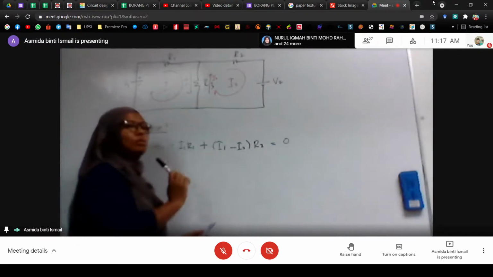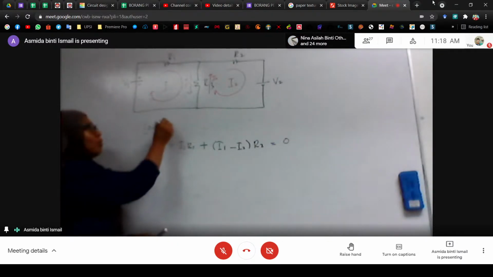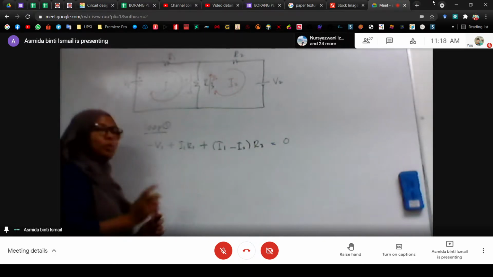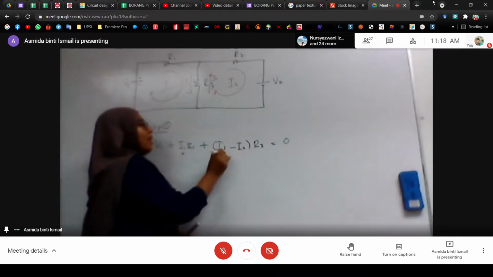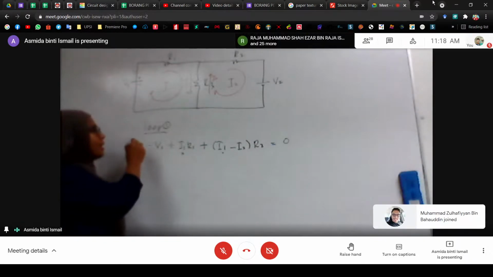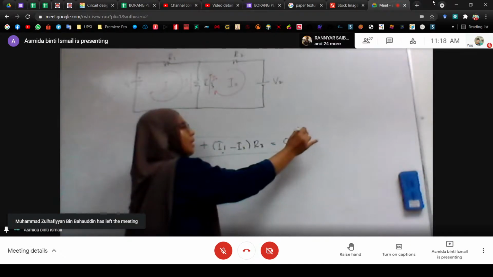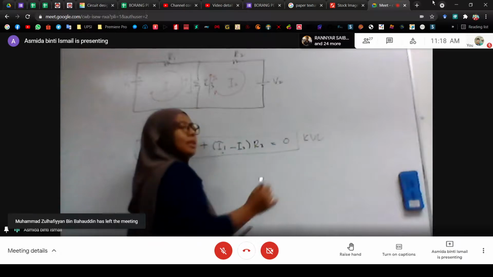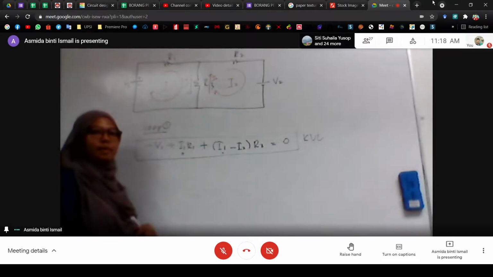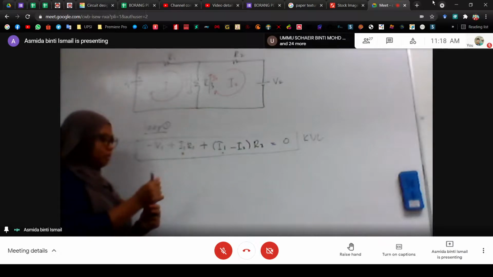Why I1 minus I2, not I2 minus I1? Because right now you are in your loop 1. If you are in your loop 1, your priority is I1. So this is the equation from Kirchhoff voltage law. This is Kirchhoff voltage law. Okay, for loop 2, we look at loop 2.